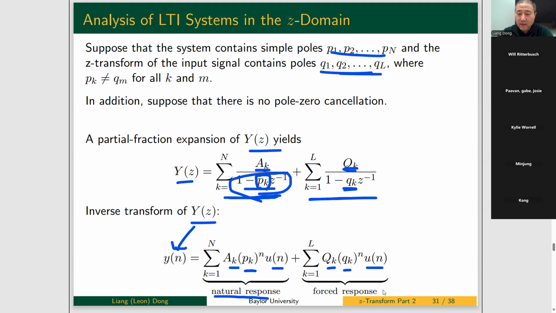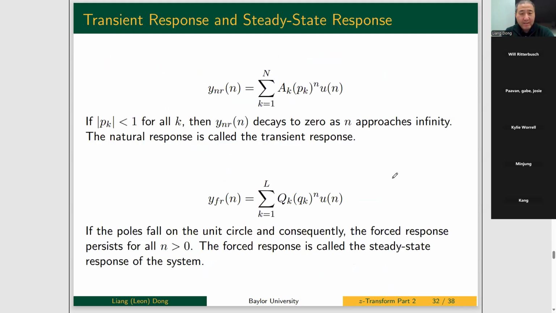The second part is the forced response. Forced by the input. So this is really caused by those cues. This is from the input signal, so it's forced. Let's look at these two parts separately.